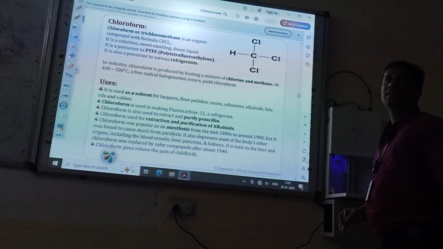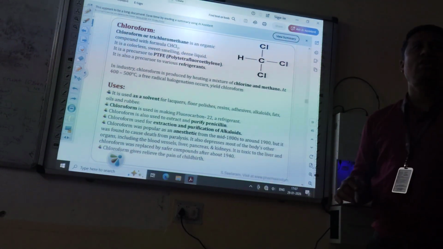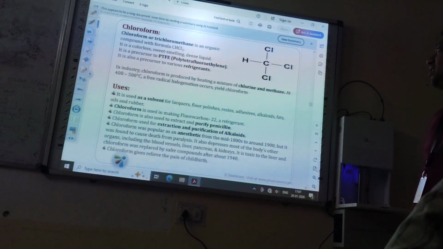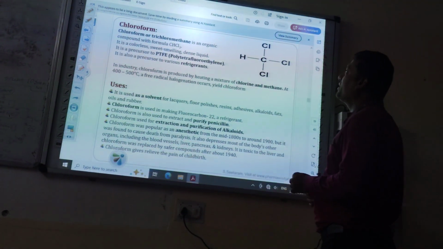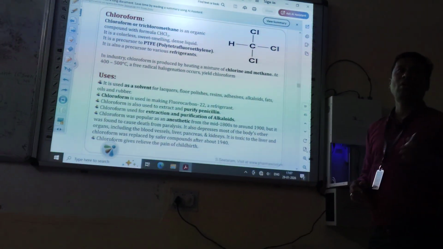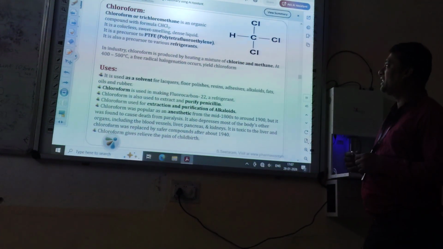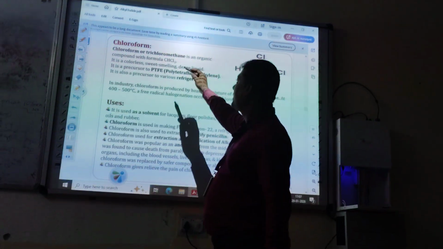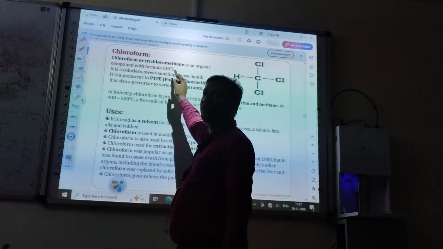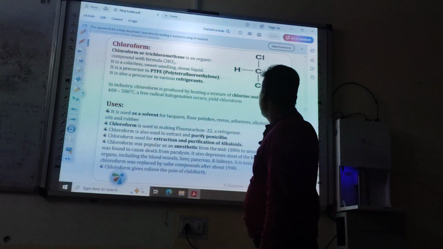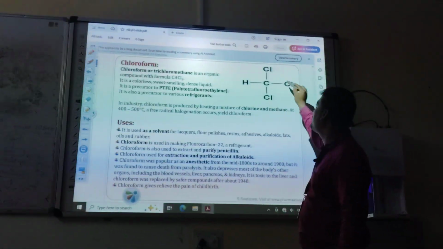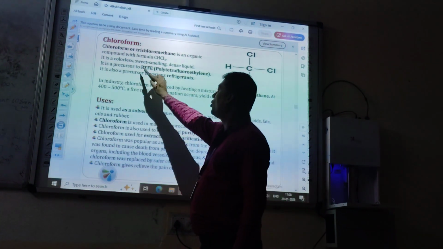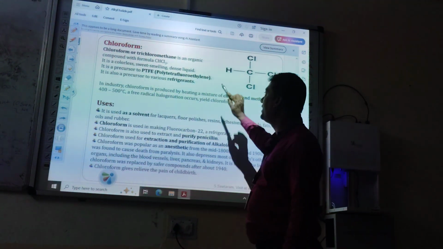Then chloroform. The second compound is chloroform. Okay, chloroform or trichloromethane is an organic compound with formula CHCl3. Trichloro, 3 chlorine atoms have been attached.